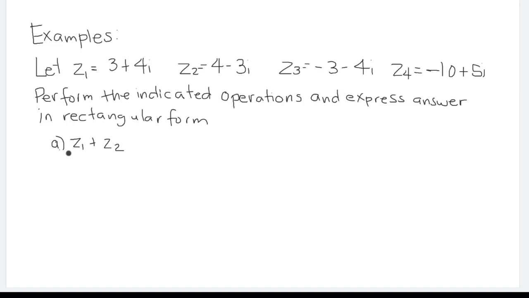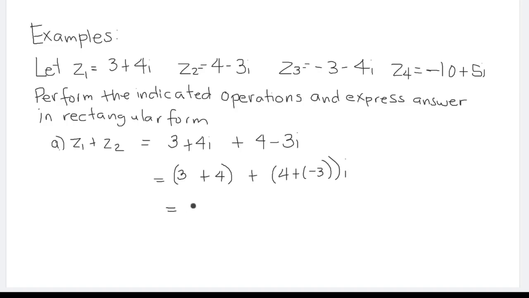So for letter A, C1 plus C2 is equivalent to 3 plus 4i plus 4 minus 3i. So we just add the real parts and we add the imaginary parts. So 3 plus 4 is 7. 4 plus negative 3 is 1, so 7 plus i. This is the answer for letter A.